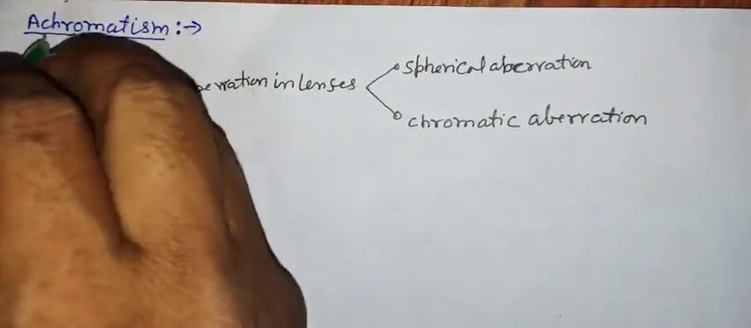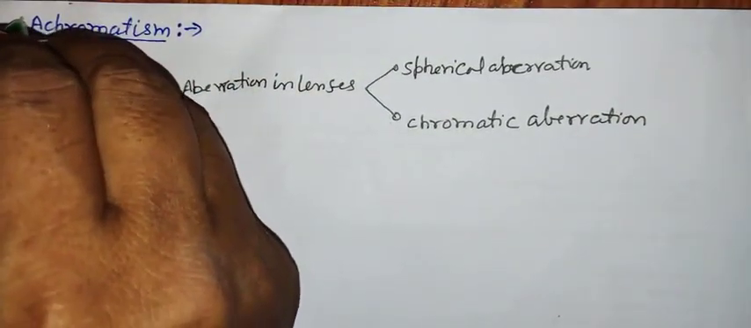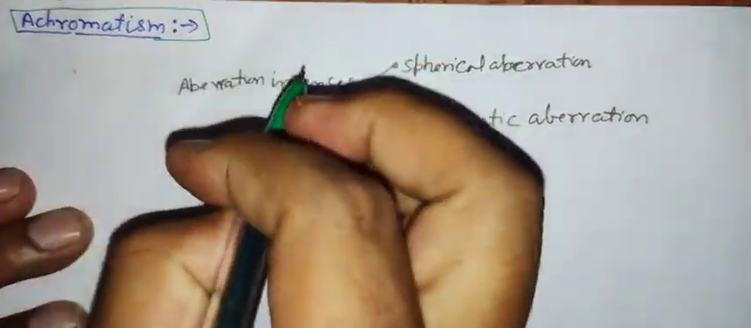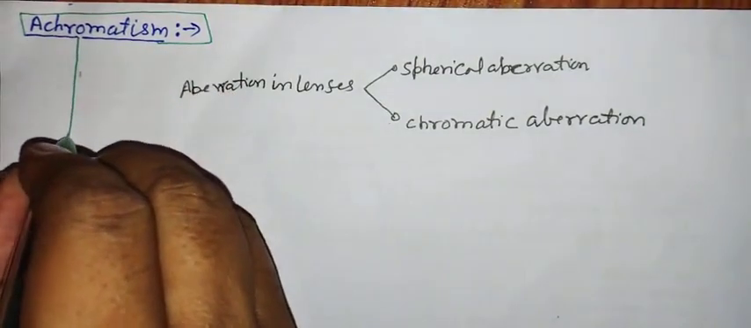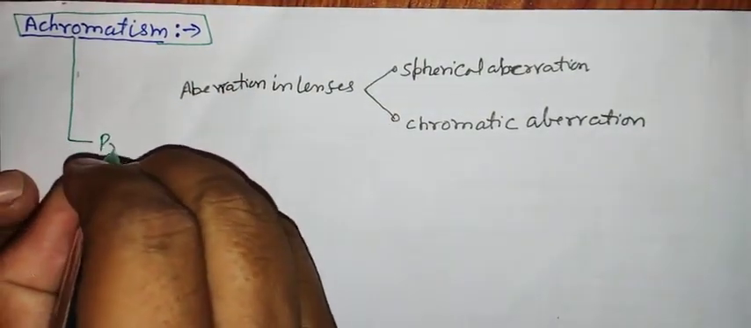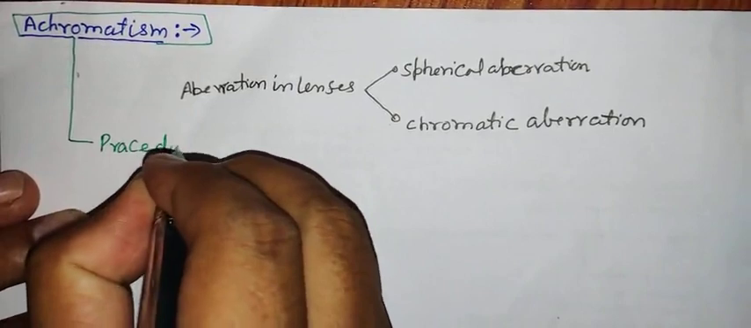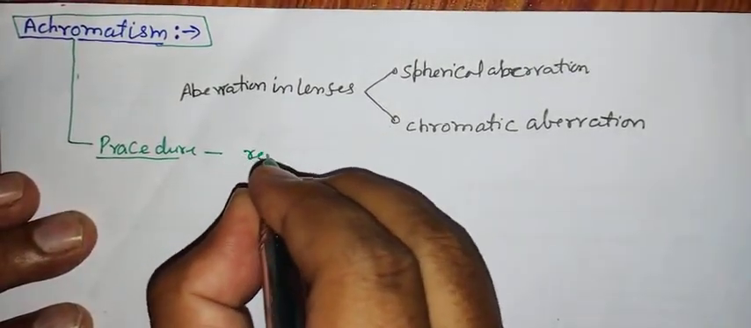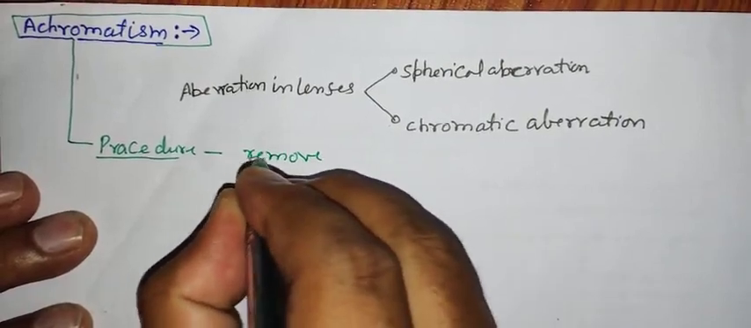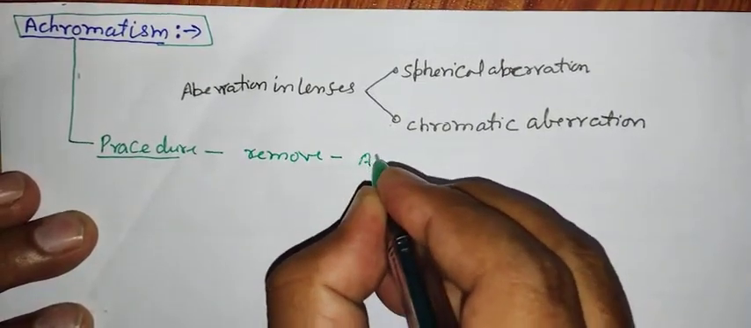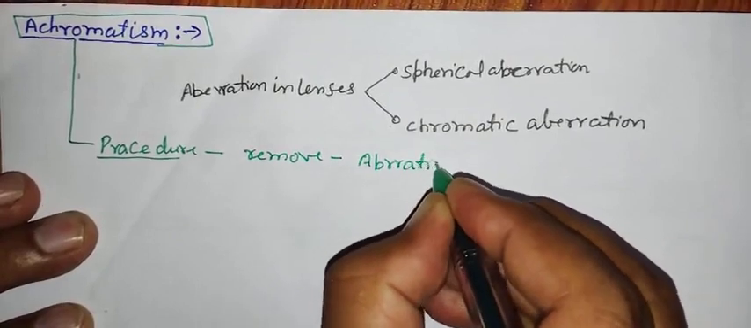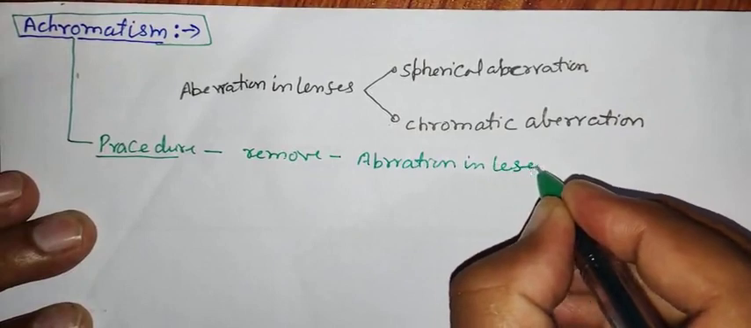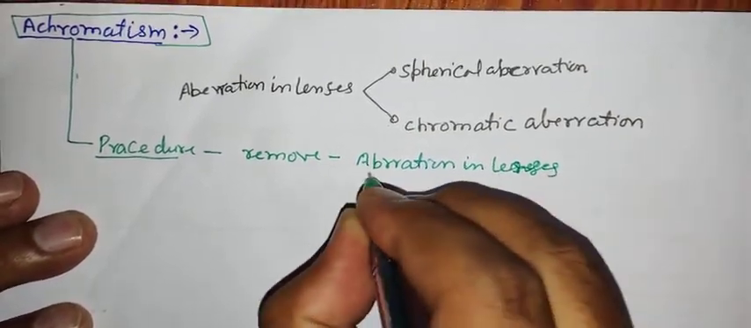Hello everyone. We are going to see the phenomena of achromatism. Achromatism is a procedure to remove, minimize aberration in lenses.